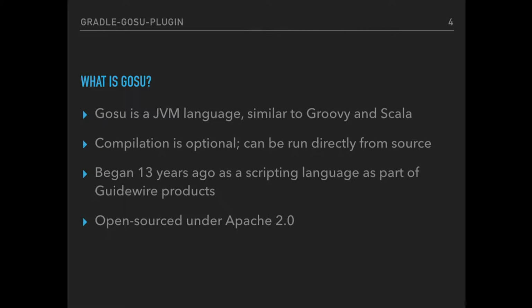Traditionally, you don't have to compile Gosu. We can run it directly from source. When our type system sees a class it needs, it checks the class loader for the bytes, and if they're not there, it compiles it on the fly. Gosu began 13 years ago at Guidewire as part of our enterprise on-premise software product. Over the years, we've taken the time to extract it as a community release, and then eventually, I think 3 or 4 years ago, it was open sourced under Apache.